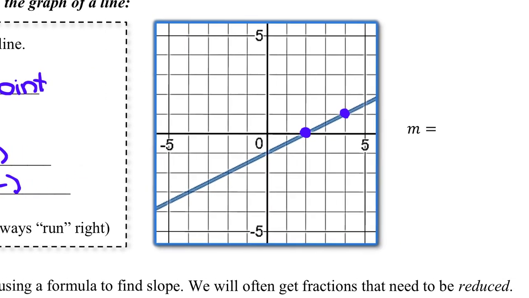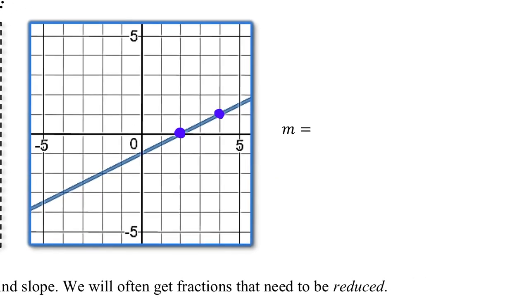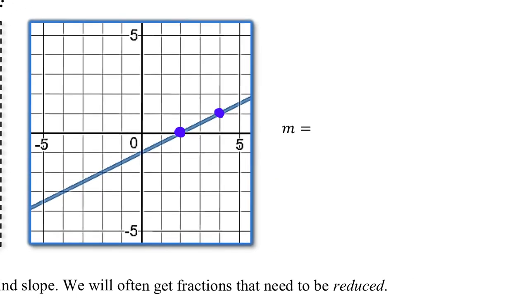All right, so back to our graph. What is the ratio in R words for slope? Colby? Rise and run. Rise over run. Okay, rise over run.